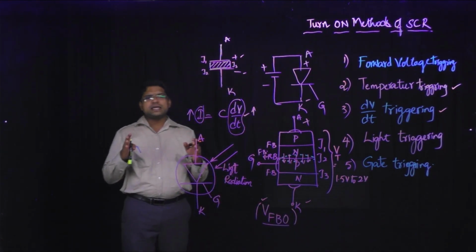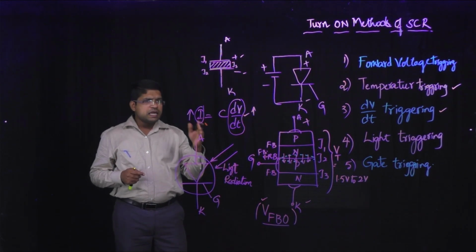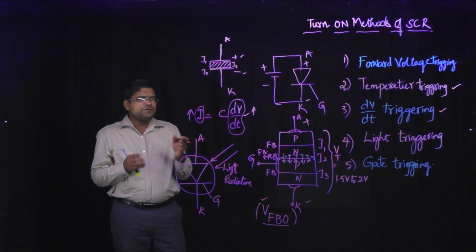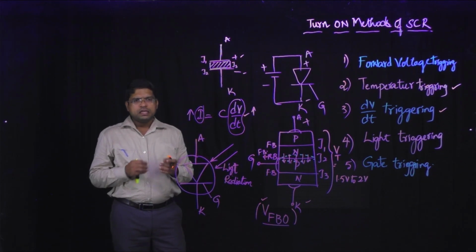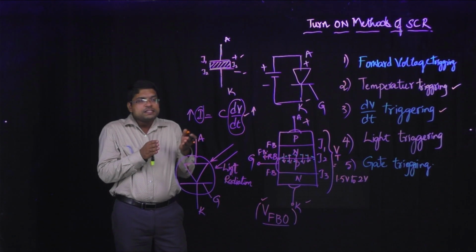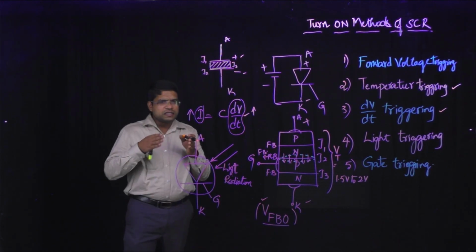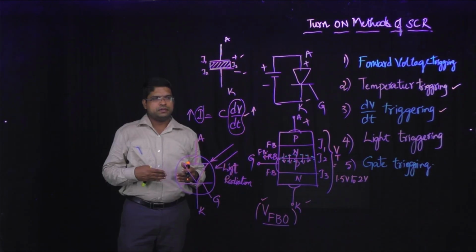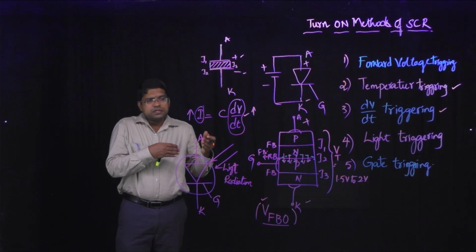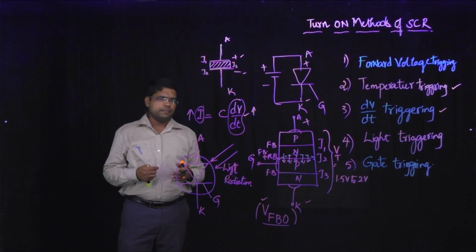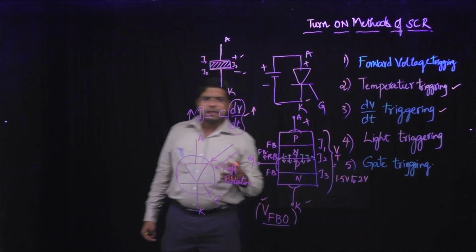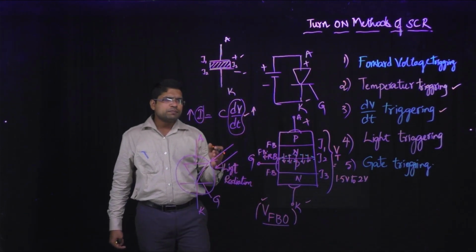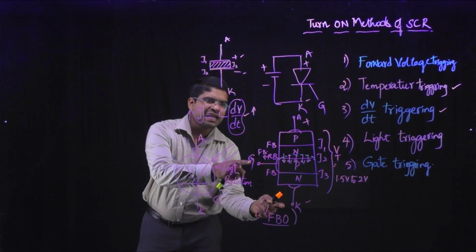Depends on the size of the SCR, the gate current varies from few milliamperes to 200 milliamperes or more. If the gate current applied is more, then more electrons are injected into the junction J2. So it results to come into conduction state at much lower applied voltage. So in gate triggering method, a positive voltage is applied between gate and cathode terminals.